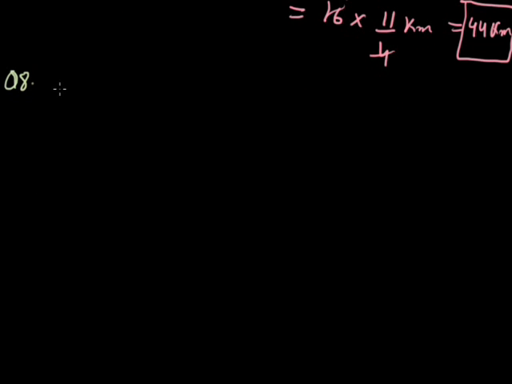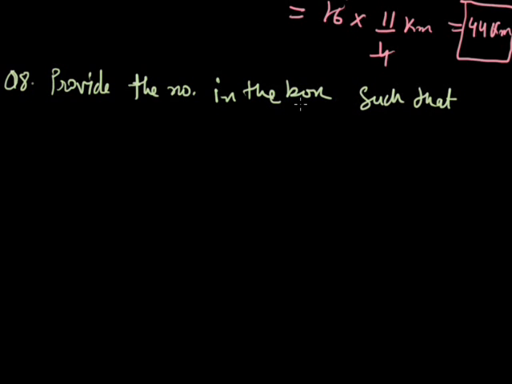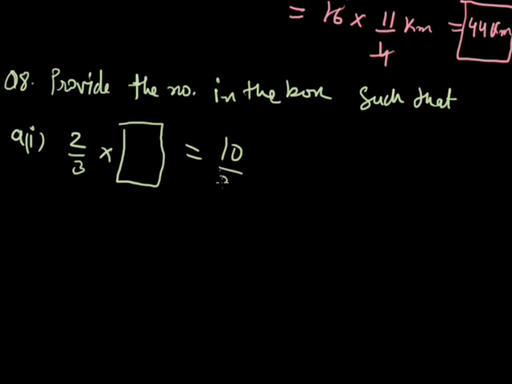Now the last question of this exercise, question number 8. Provide a number in the box such that first part of the A part is 2 by 3 into the number which you have to fill in the box, which will give you 10 by 30. Now it is very simple. By what number should you multiply 2 to get 10? It will be 5. By what number should you multiply 3 so you get 30? It will be 10. So the number will be 5 by 10.